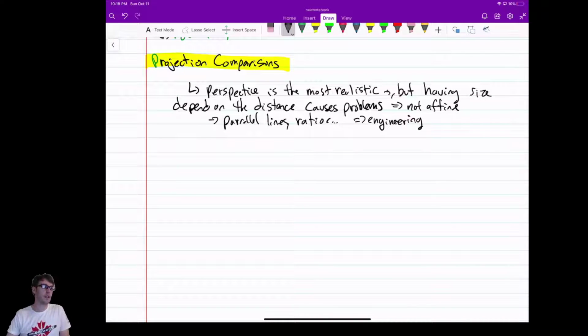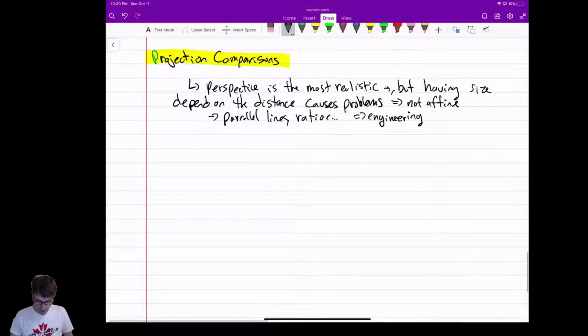Orthographic still, to this day, is where am I? Very popular. Come on. My computer froze, of course. I'm not sure why this OneNote is so terribly behaved.